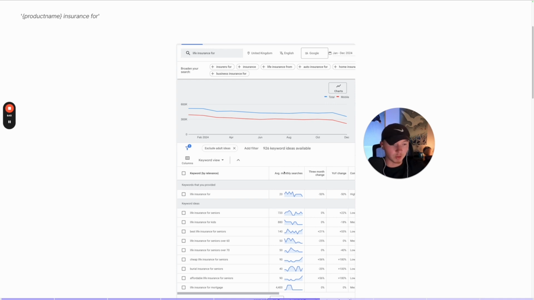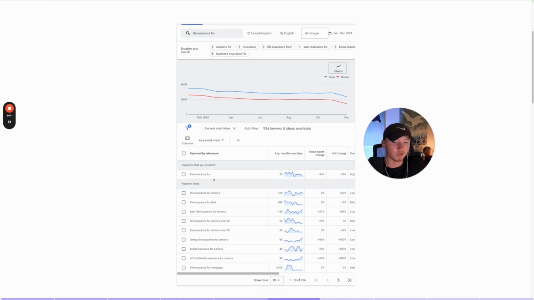So you can segment this by average search volumes, high to low, low to high, or you can just scroll through the list. As you can see, this is, again, just an example. You've got people searching life insurance for seniors, life insurance for kids, life insurance for over 60s, life insurance for mortgage. And then there's a load of other ones. There's burial insurance for seniors and so many other ones that fall within those brackets. As you can see, there's 926 results there.